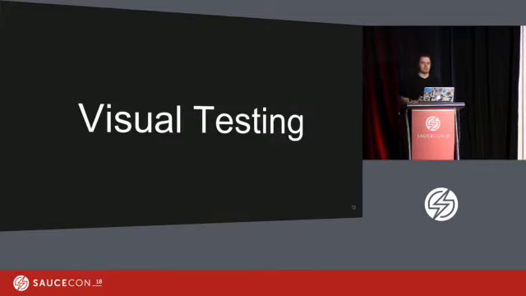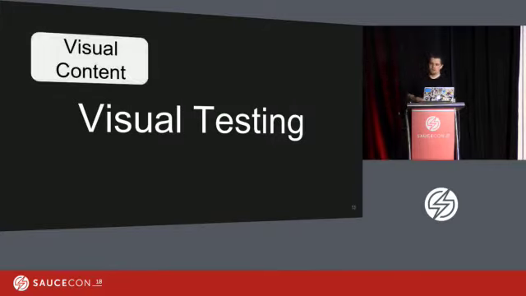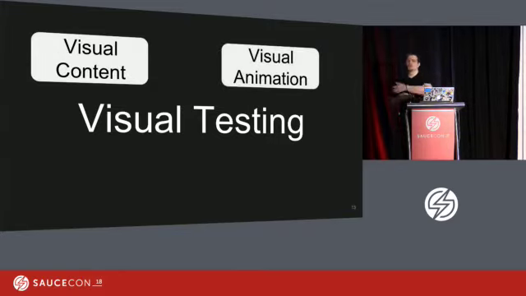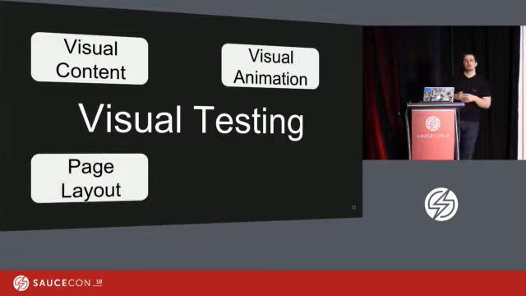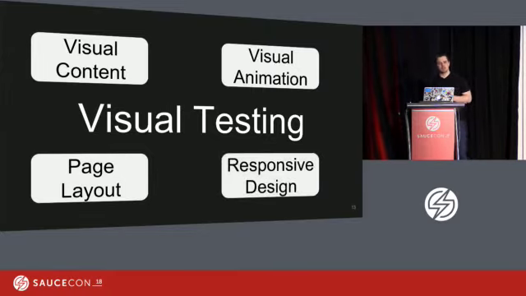So the answer to this is to actually apply visual testing. And visual testing, in just four main points, is the test of visual content itself, visual animation, dynamic content, which I'm going to talk about in more detail going forward, and the page layout itself, which basically results in the testing of responsive design.